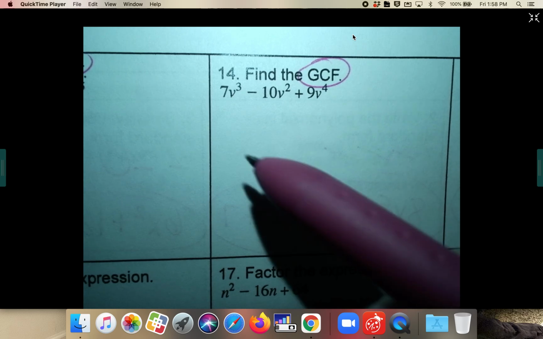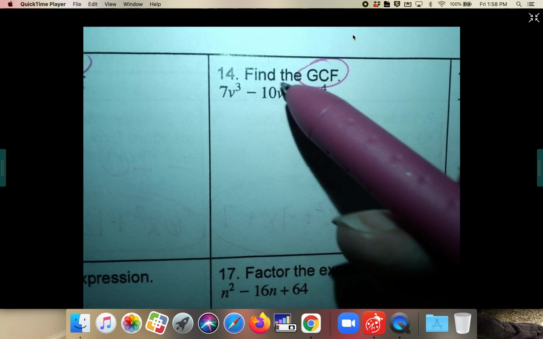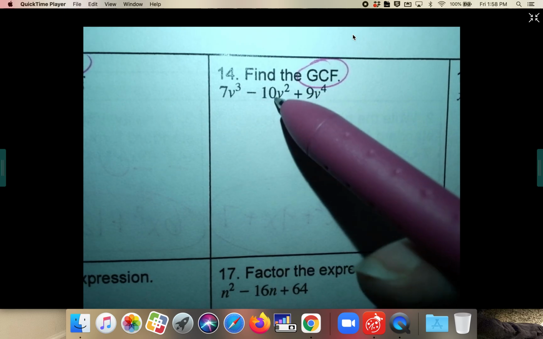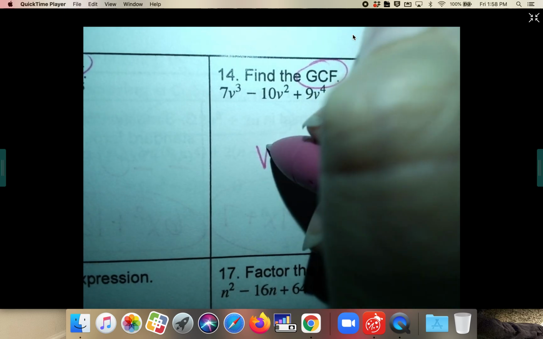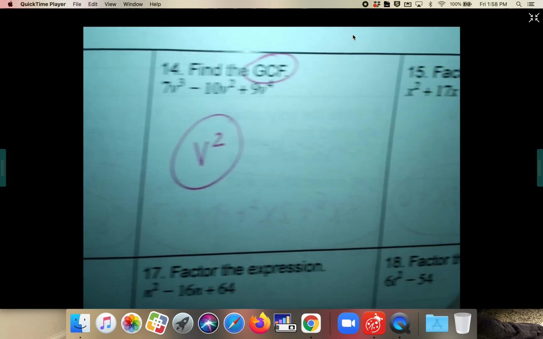But what about the v's? We have 3 here, 2 here, and 4 here. So the greatest amount of v's we can pull out would be 2. So the greatest common factor here is just going to be v squared.